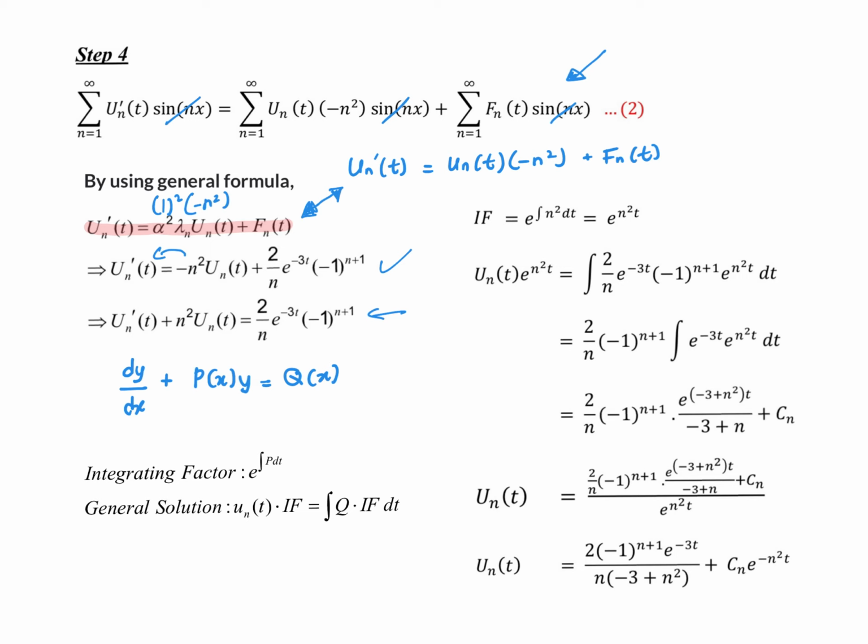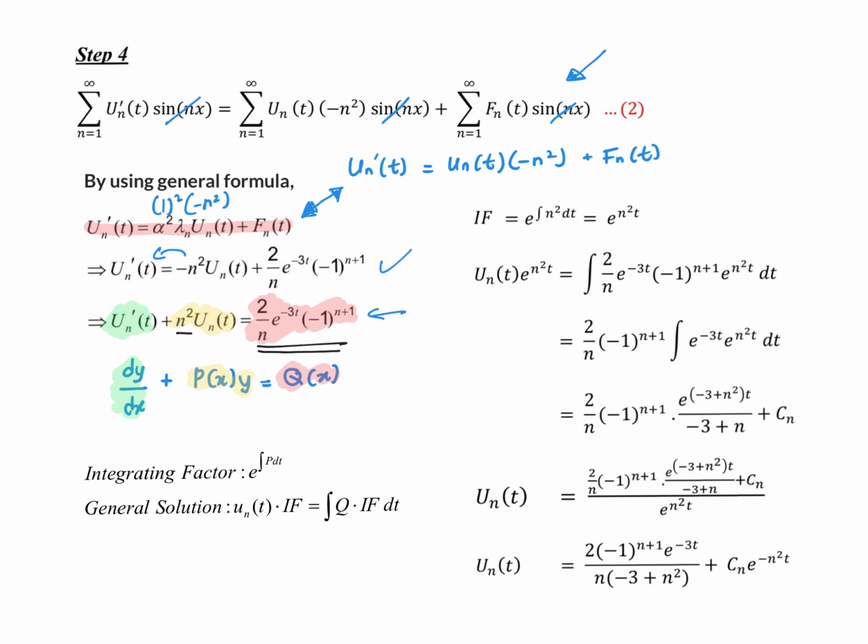Okay, now let's try to compare this. So we have our dy/dx, which is u_n'(t), and we have p(x) y. So our y will be u_n(t), and our p(x) will be n^2. So the last one is our q(x), which is this one: 2/n e^(-3t) (-1)^(n+1). Okay, now we have the value of p(x) and also q(x).